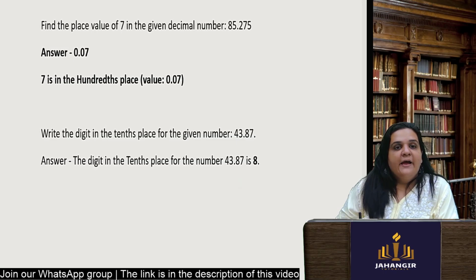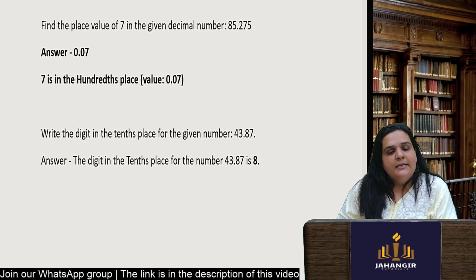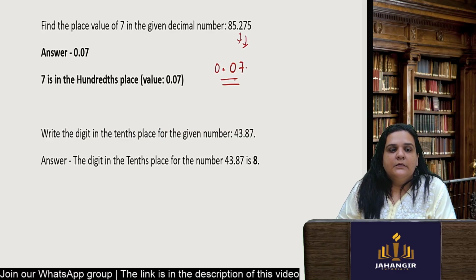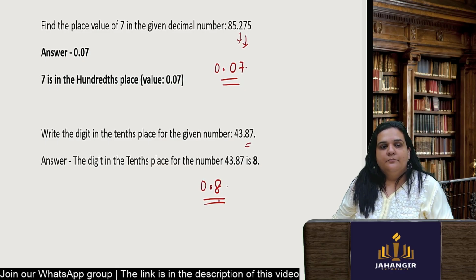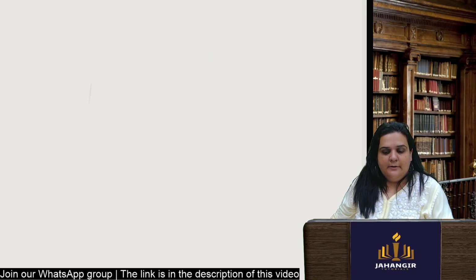Chalo. Find the place value of 7 in the given decimal number. It is in the hundredths place, not in the tenths place. 2 is in the tenths place. 7 is in the hundredths place, and it will be written as 0.07. Write the digit in the tenths place in the given number. Tenths place, 8. It can be written as 0.8. Value is 0.8.